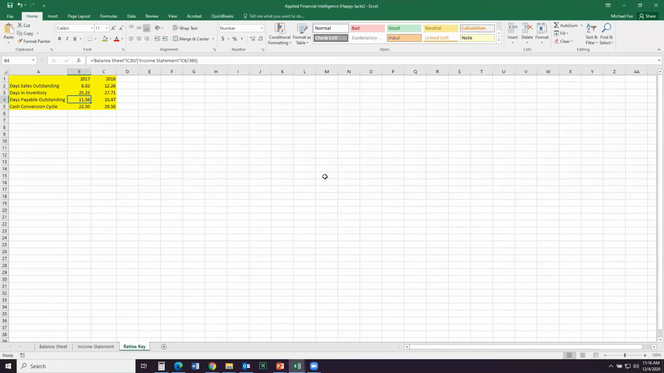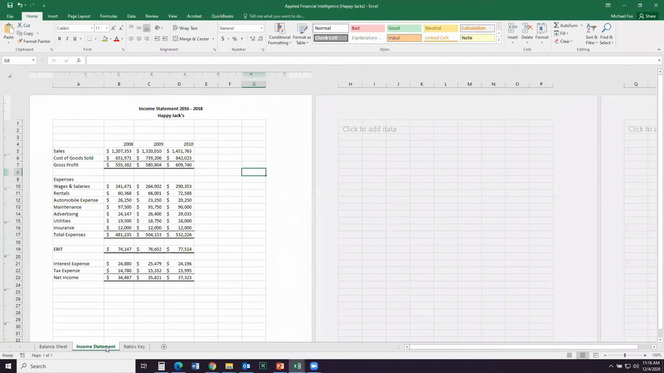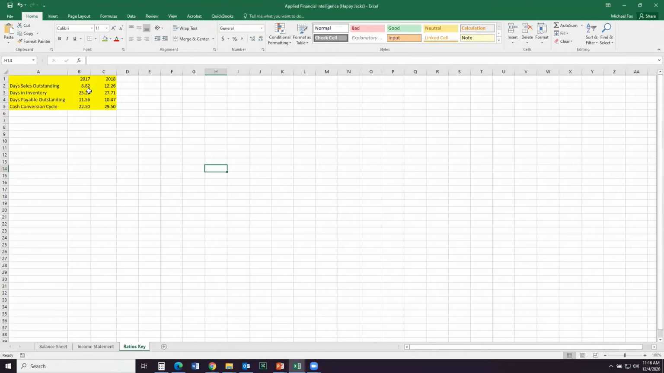So here's what I got right here. I kind of cheated because I have the balance sheet in here and the income statement in here. So then all I had to do was bring my formulas over.